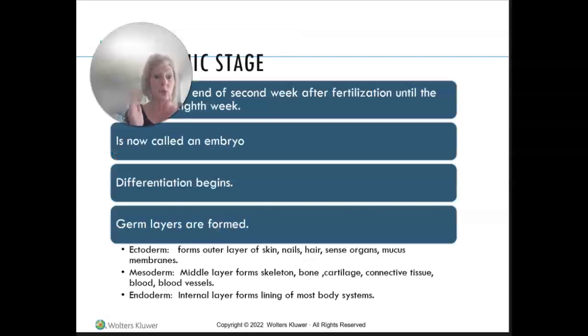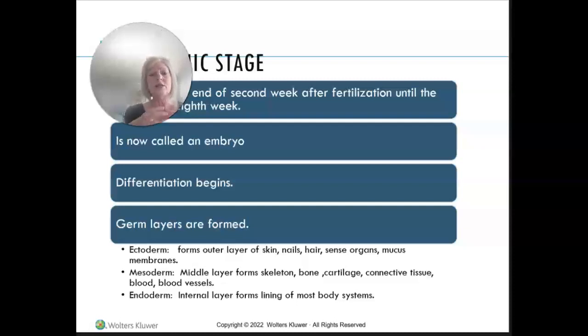So the embryonic stage is going to start at the 2nd week after fertilization, and it's going to go until the 8th week. So pre-embryonic is 0 to 2 weeks. Embryonic is going to be 2 to 8 weeks. Now, once it gets in that 2nd week, we're going to call it the embryo, and it's going to start to differentiate, because up to this point, it's just been a big old ball of cells. It's been making more and more and more, but it hasn't really done anything.